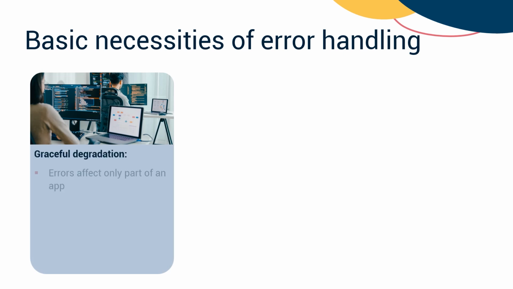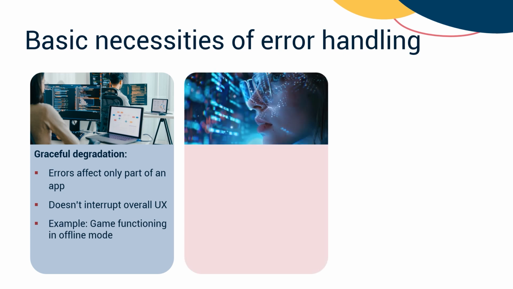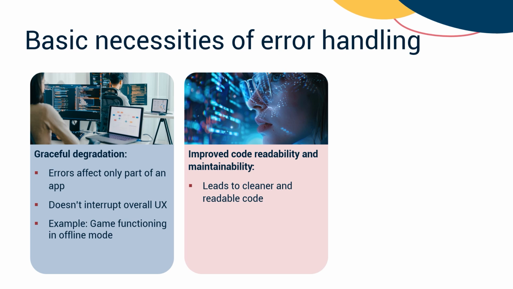If an error occurs, only certain parts of the app may be affected or disabled without interrupting the overall user experience. For instance, a game can still function in offline mode without network features. Well-handled errors lead to cleaner, more readable code, making it easier to debug. Additionally, accounting for all possible issues improves the maintainability of the app.